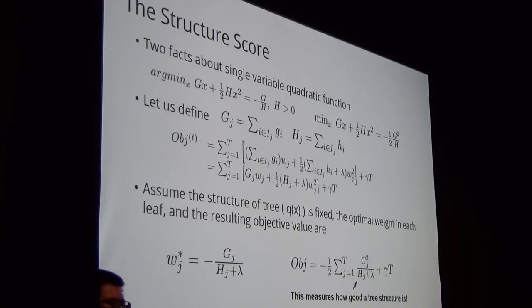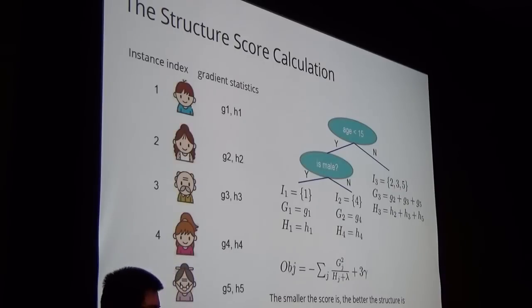I know this may sound a bit confusing, so let's look at the more illustrative view of how you can calculate these objective functions. Basically, on each instance, you have your gradient statistics and second order gradient statistics. Given an existing tree structure, you can classify each instance into the tree structure, and you have an index set big I of j that gives the set of indices that will be classified into this node.